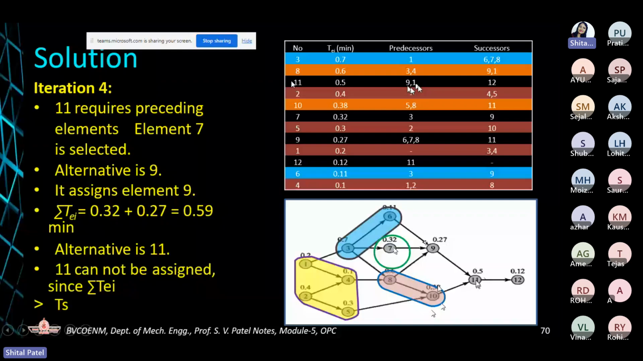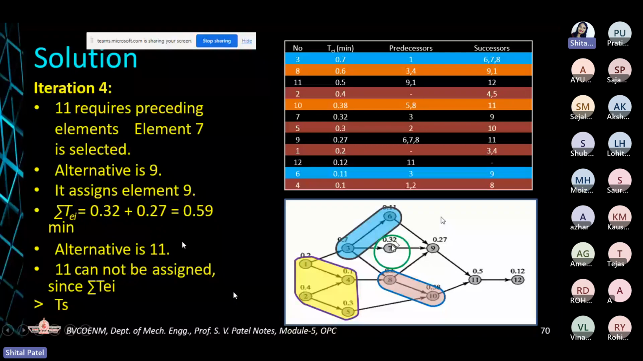Now, who is proceeding? Moiz was there, right? Yes ma'am. So we are going to 7. After 7 we can consider 9, 0.27. And then ma'am, we can jump to 11, 0.5. No, 12 will not be included. Again you can go to 11. So is it possible? 0.32 plus 0.27 plus 0.5, is it possible? The cycle time is exceeding, ma'am. Yes, so we need to include only 7 and 9, right?